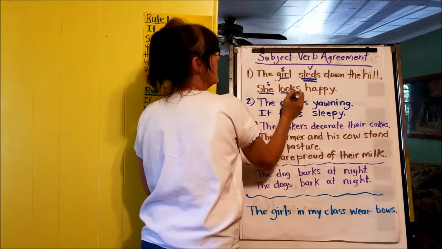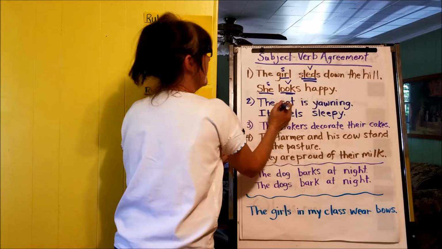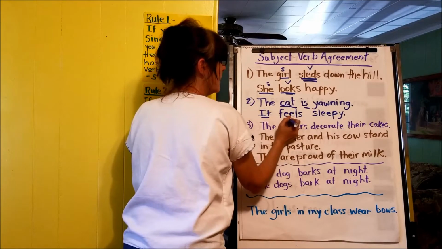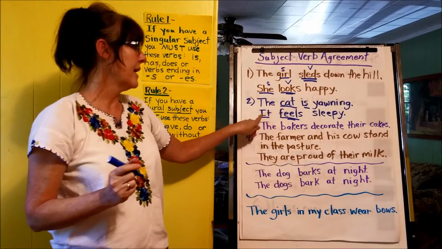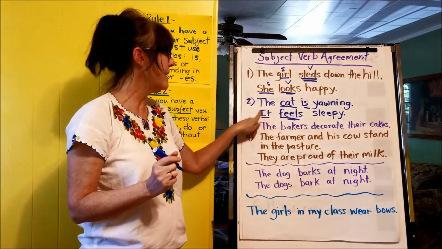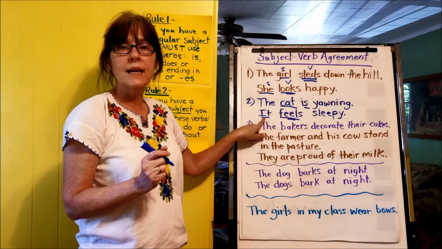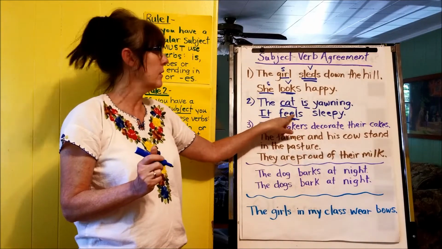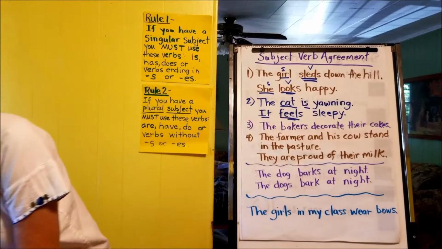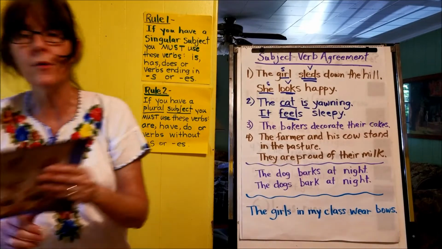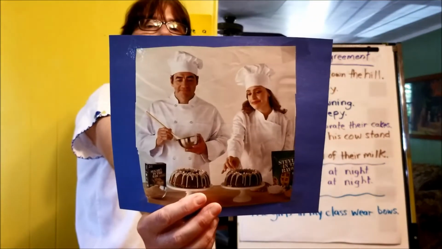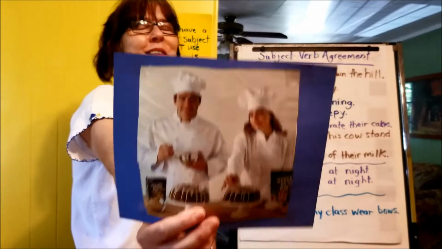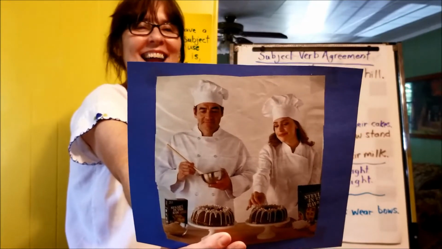Subject, verb, okay? Subject, verb, subject, verb. I can also say about the cat, it feels sleepy. The cat is being replaced by the word it, but it's still a singular subject, and the verb is feels. It feels sleepy, right? So those are singular subjects. Let's take a look at some other pictures. Here we have another picture, and you can make up a sentence for it in your mind. I wrote, the bakers decorate their cake, okay?